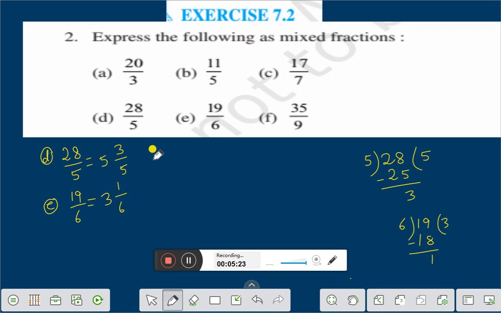Right? Now question number F. Question number F is 35 by 9. That means you have to divide 35 by 9. 9 3 is 27. 35 minus 27 is 8. Right? Therefore, we represent it here as quotient is 3, remainder is 8, and divisor is 9.